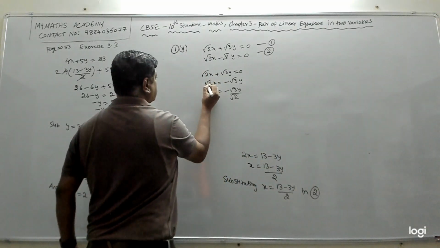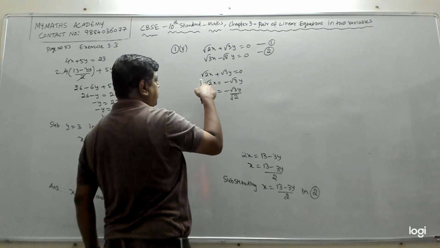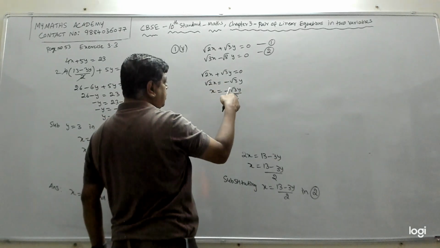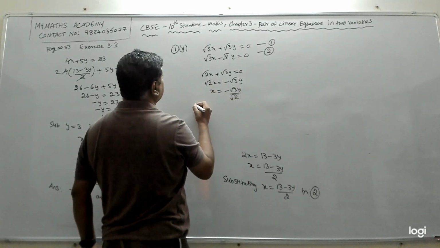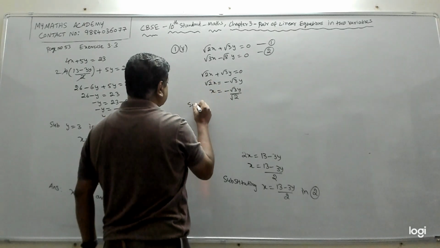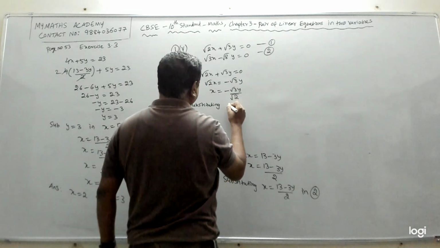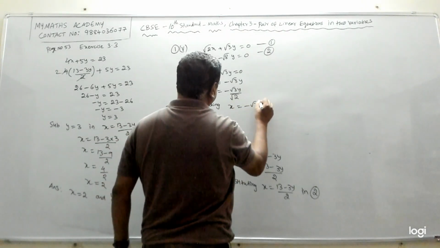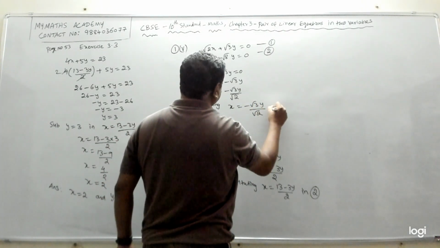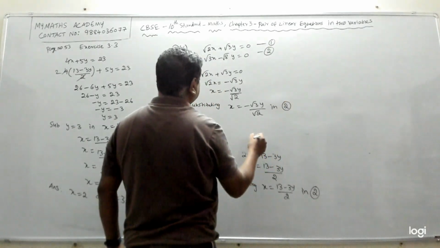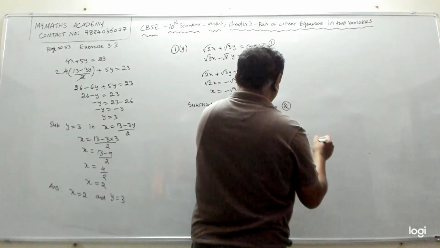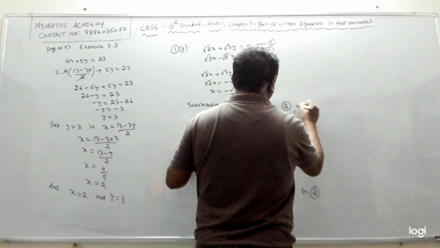Right. So this root 2 will come down. It is in the numerator, root 2 into x. When root 2 comes this side, it will become by root 2. So now let's substitute that. So substituting x is equal to minus root 3y by root 2 in the second equation.